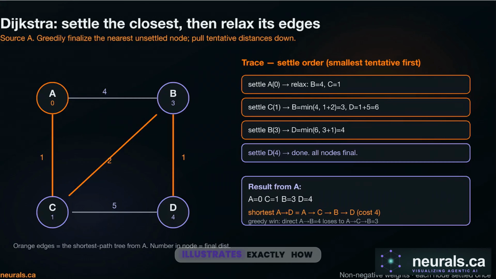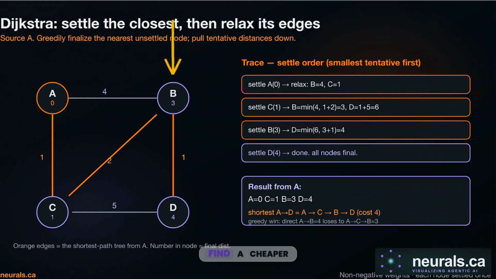This diagram illustrates exactly how that plays out. We establish a starting board state by setting our source node's distance to 0 and treating the distance to every other node as infinity. We make our first move by settling the origin node, A. From A, we evaluate its immediate neighbors, pulling B's tentative distance down to 4 and C's distance down to 1. Now the greedy logic takes over. C is our new closest unsettled node at 1, so we lock it in.